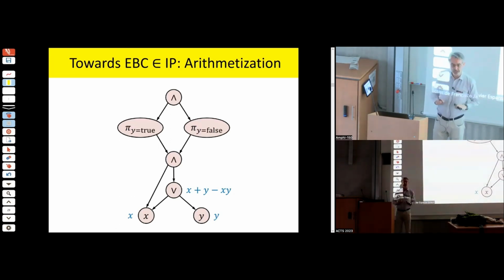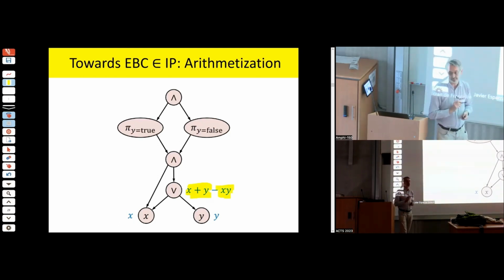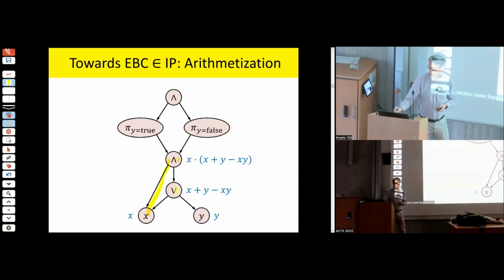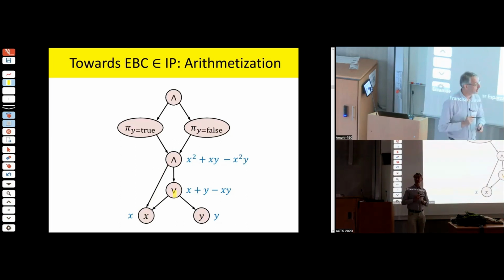There is more than one way of doing this, but here we are going to do it like this. We assign to it the sum of the polynomials of the children minus the product of the polynomials assigned to the children. Okay, good. And then what is the polynomial you assign to an AND? It is the product of the polynomials you assign to the children.